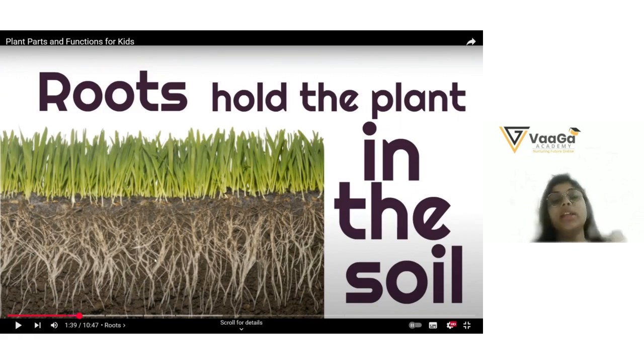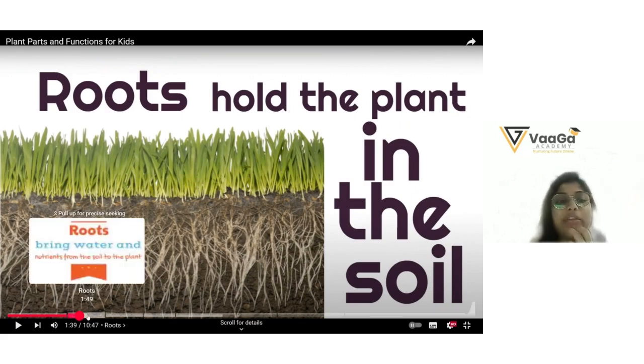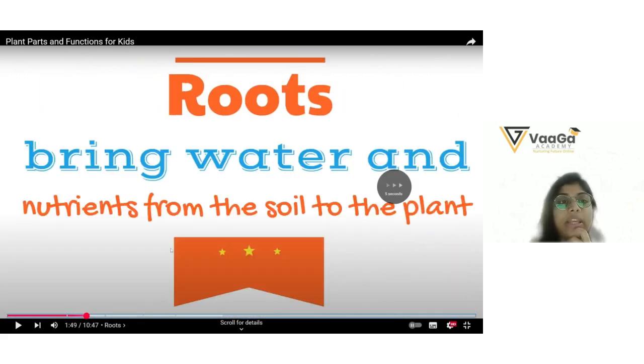And what do the roots do? The roots take the nutrients from the soil and give it to the plant. Okay, that is a function of the roots. Roots bring water and nutrients from the soil to the plant. This is what the roots do. So if anyone asks you what the roots do, you have to tell: the roots bring water and the nutrients from the soil to the plant.